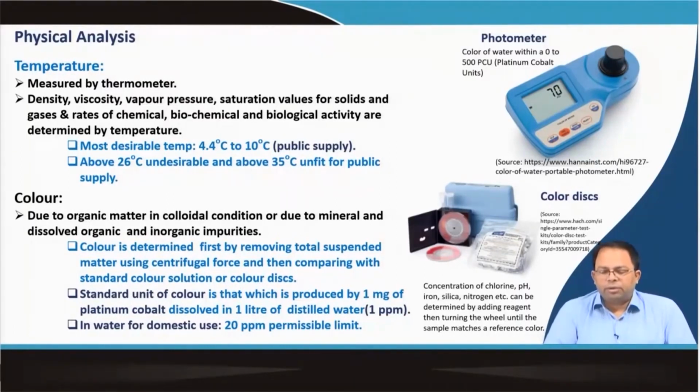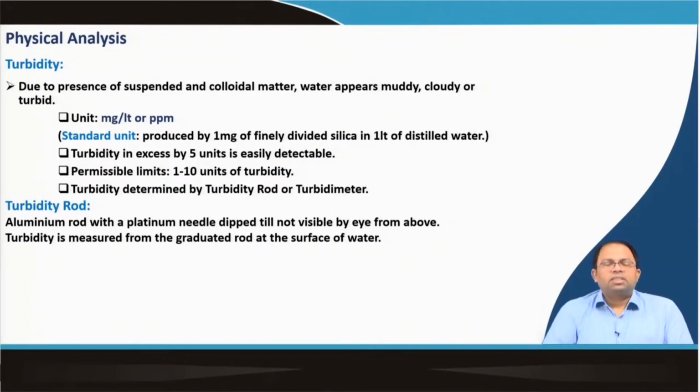In addition, we also have photometers, which are portable ones that you can carry along with you, and these can measure the color of water from 0 to 500 PCU, which is platinum cobalt units. So, these kinds of water testing kits or meters can also be taken in the field where we can measure color directly. Then comes turbidity.